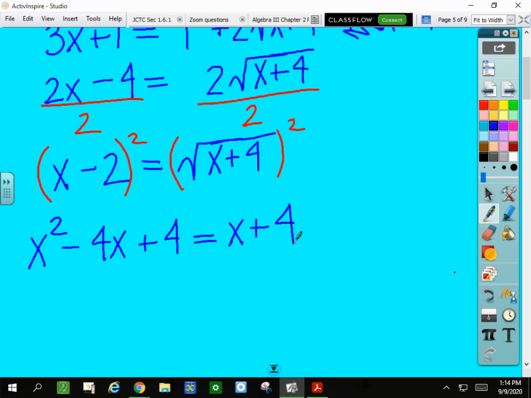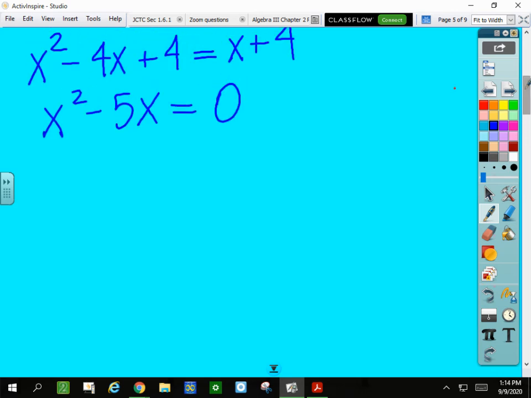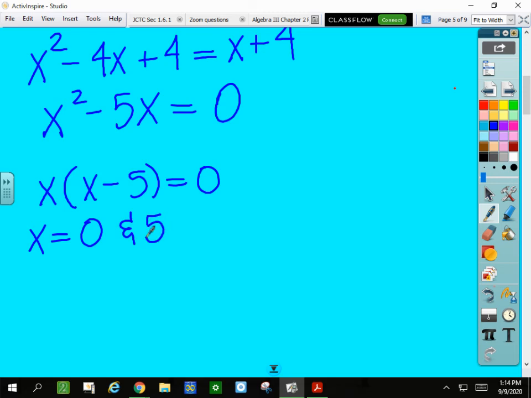We have a quadratic equation. So I'm going to get a 0 on the right side. I'm going to subtract x and subtract 4. So the constant's actually gone. So we haven't had this today. It's a quadratic equation, but it's not a trinomial, it's a binomial. So we're going to use GCF factoring. I'm going to factor out an x. We have x minus 5. Set each factor equal to 0 and solve. So we get 0 and 5. But wait, there's more. We need to check for extraneous.